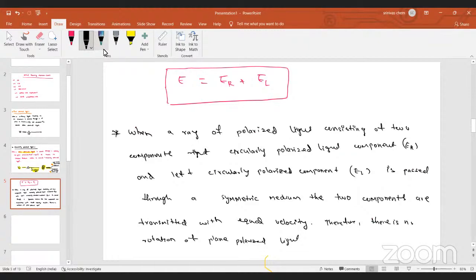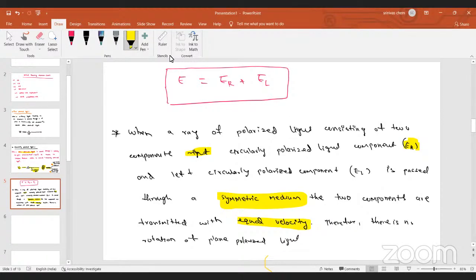So listen. So when a ray of polarized light consists of two components, one is ER, that is right circularly polarized light component ER, and next left circularly polarized light component EL. So these two components are passed through a symmetric medium. So the two components are transmitted with the equal velocity. Therefore, there is no rotation of plane polarized light.